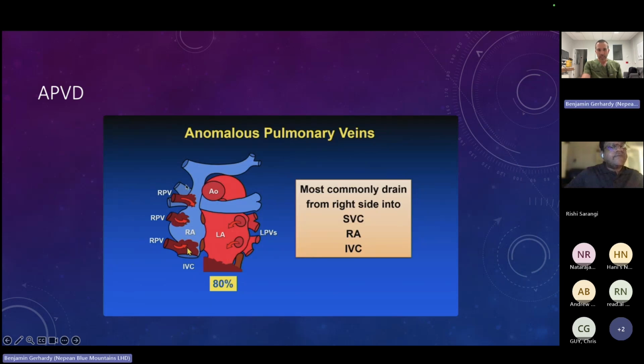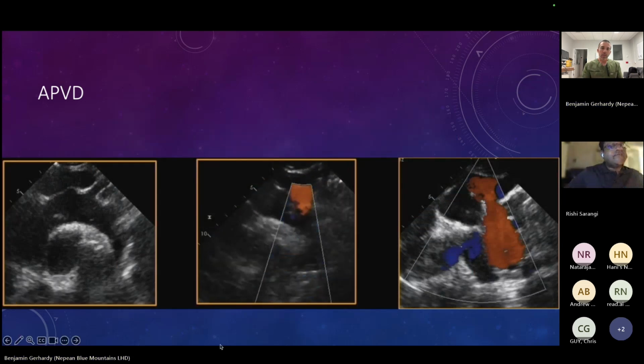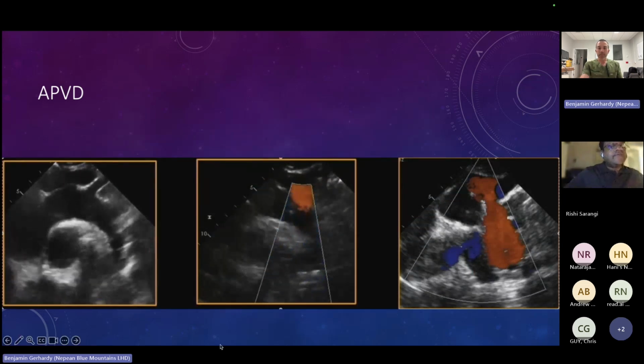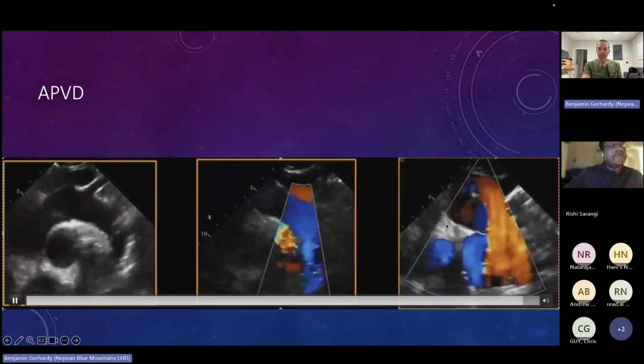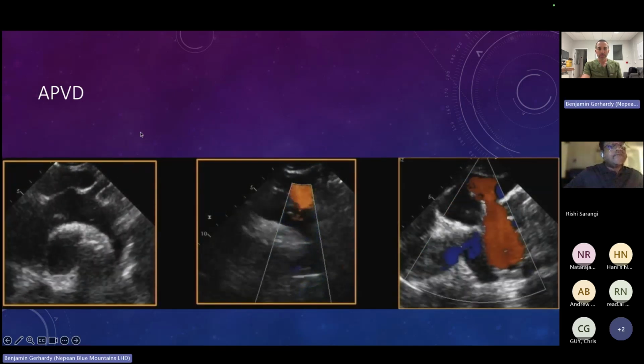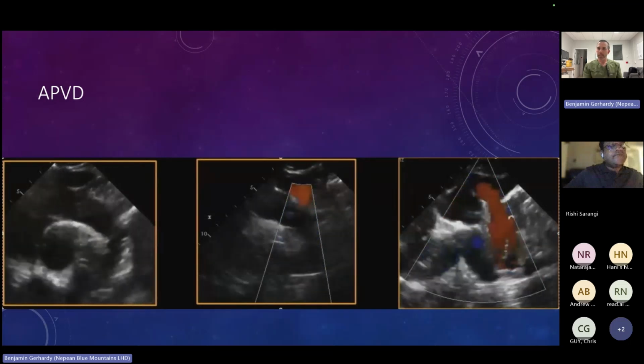That's just graphically where it can also plumb into. 80% of them will plumb into there, so 80% of them will drain from the right lung that way. This is a series of short clips in this box that demonstrate partial anomalous pulmonary venous drainage, and it shows how subtle it can be.